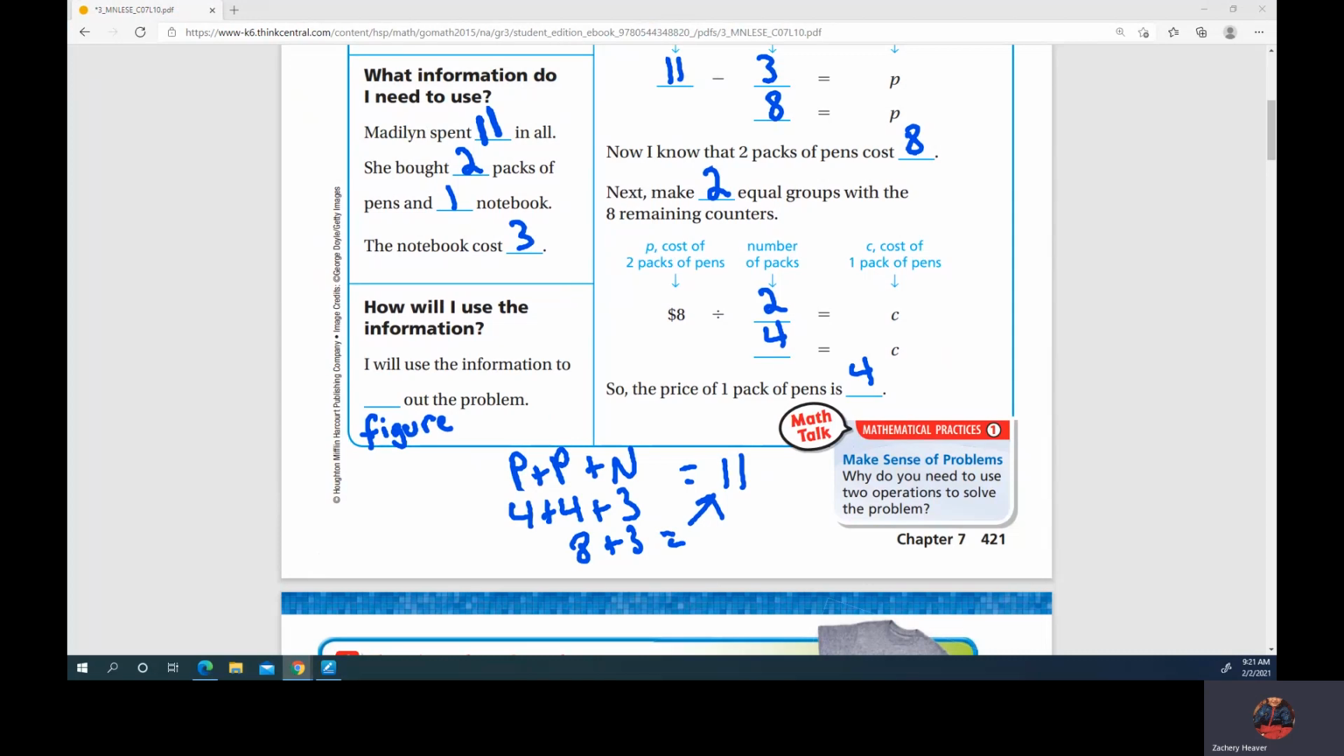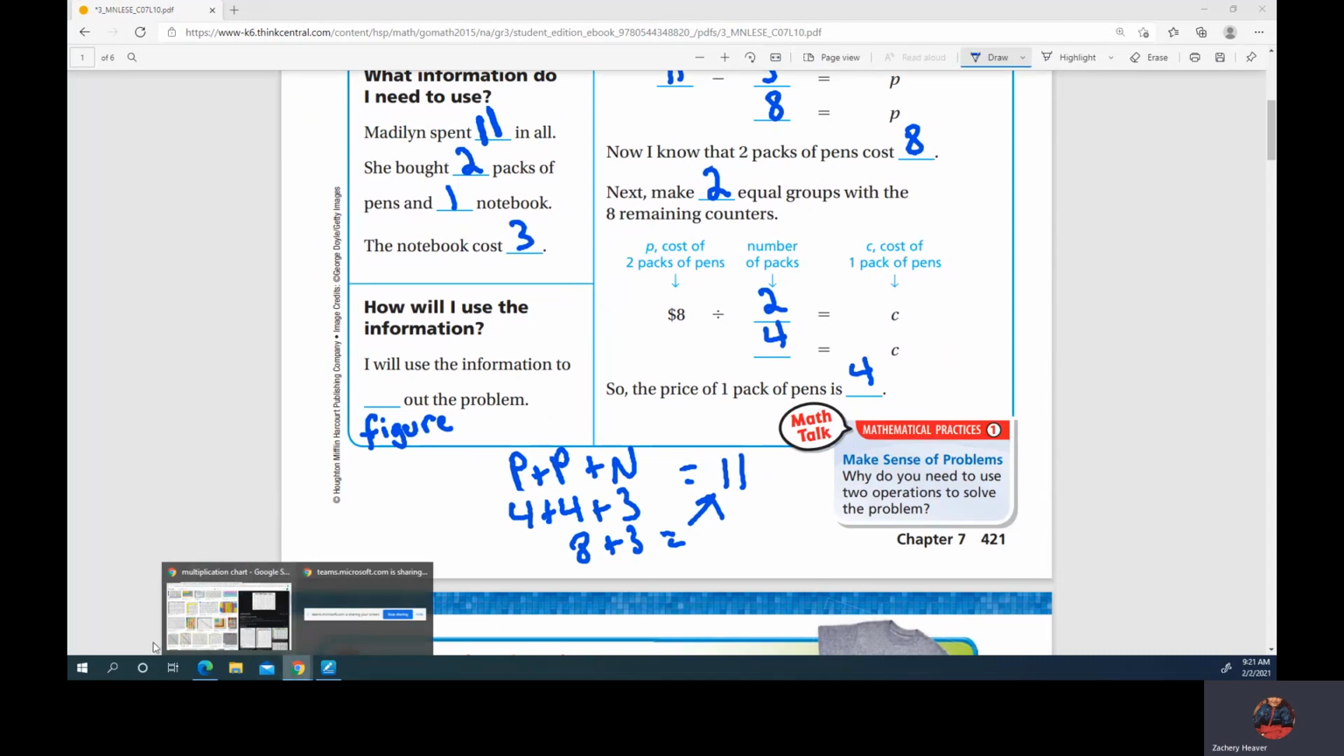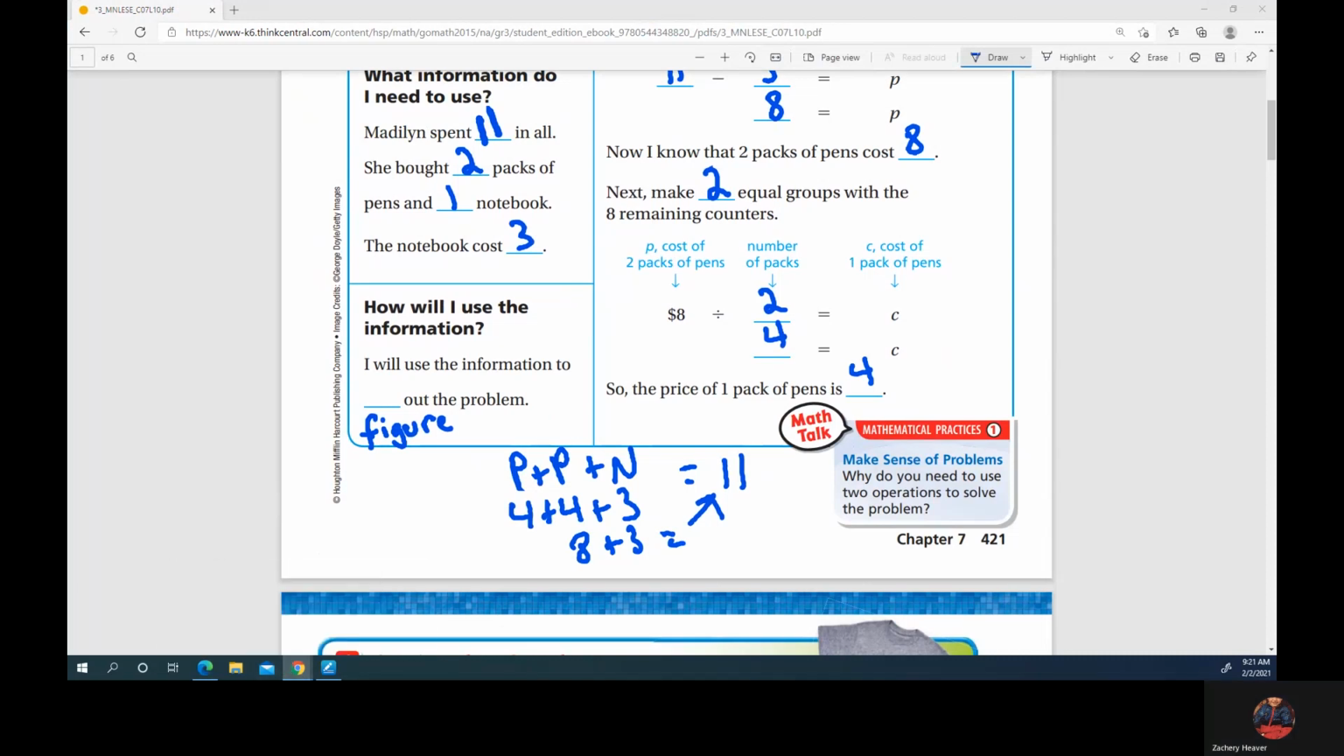I'm going to try to pull up a multiplication chart as well to have that on standby. Okay, I'll do it in a second. And I want to make sure that I'm sharing my right screen.